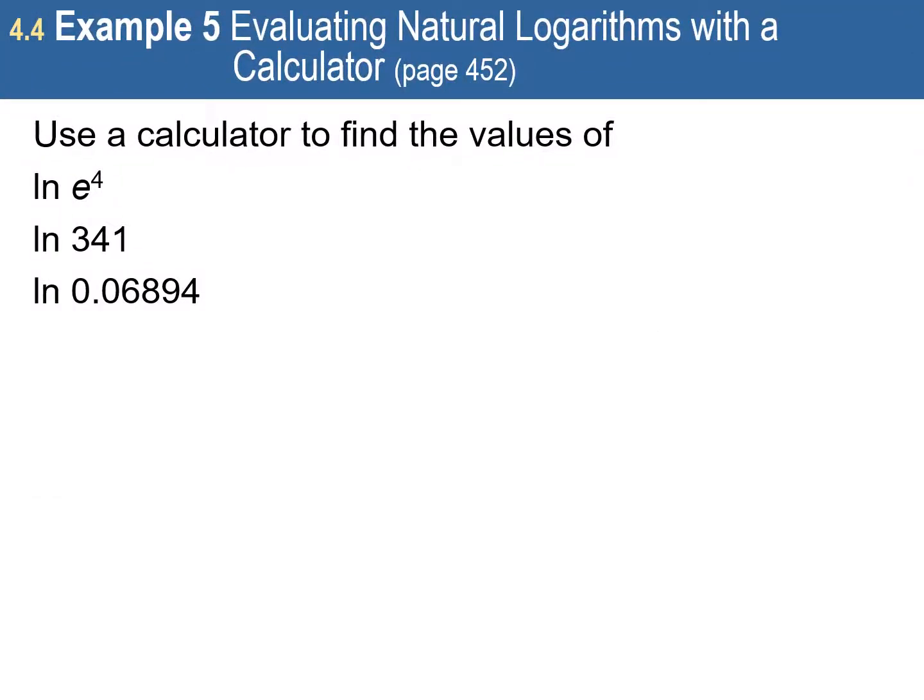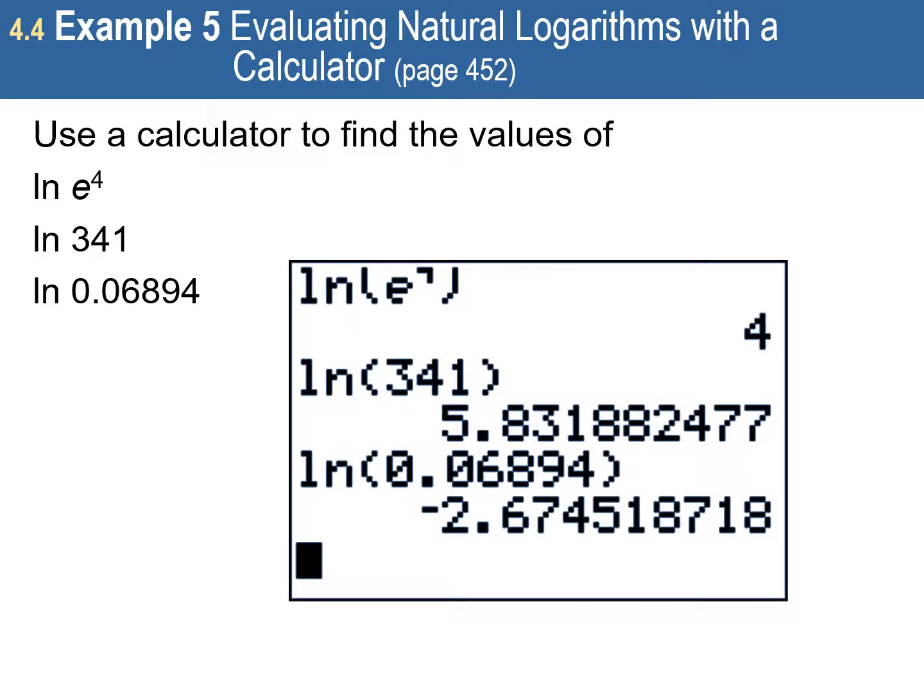Now you can use a calculator to find these values. The natural log of e to the fourth is 4. Natural log of 341 is 5.8. Natural log of 0.06894 is minus 2.1615.